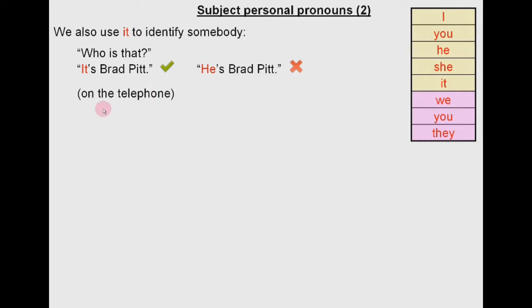And for example, if we are on the telephone, hello Mum, it's David. We say that, but we do not say, hello Mum, I am David. Okay, we are not introducing ourselves. I'm sure Mum knows our name. We are just saying who it is who is calling her. We are identifying ourselves. So we use it.